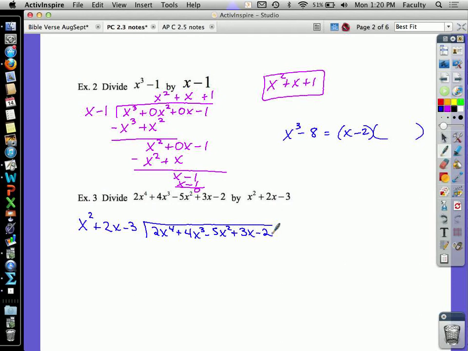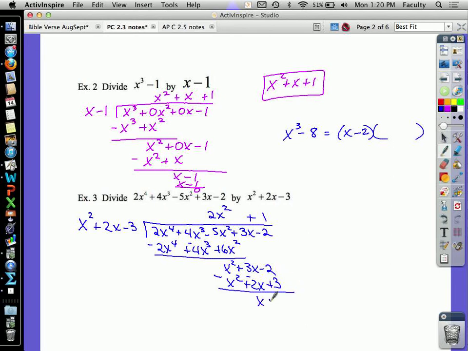Ready to go. So x squared times what is 2x to the 4th? So it's 2x squared. Then I use the distributive property, and then I take the opposite and add. Well, what's interesting is both my 2x to the 4th and 4x cubed, they both cancel. And then this is a plus 1. Take the opposite and add.